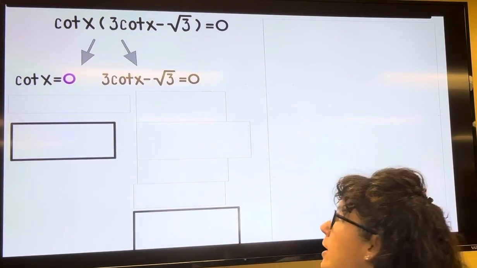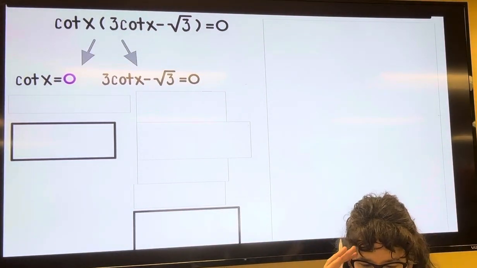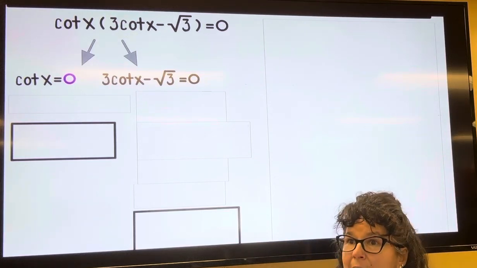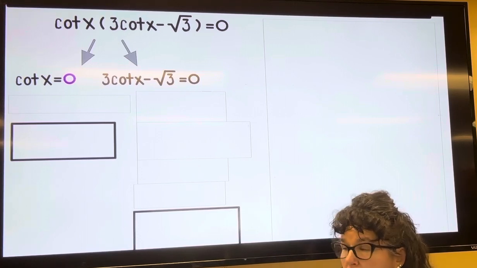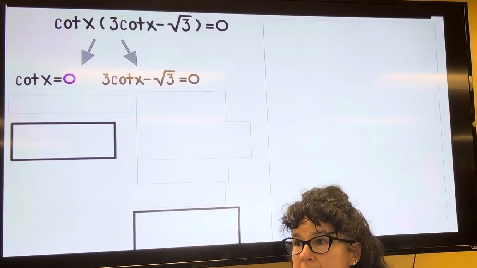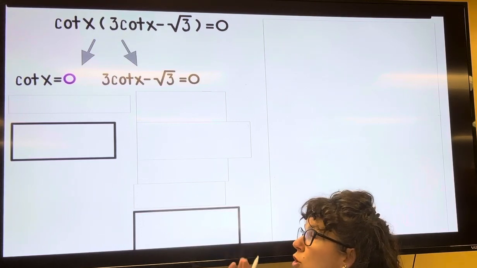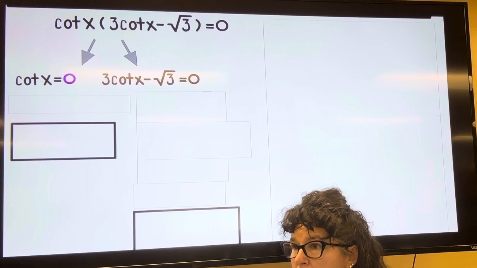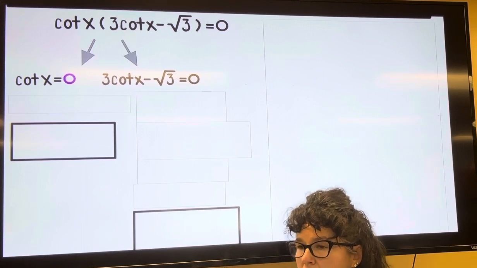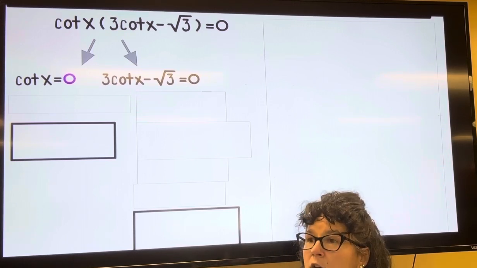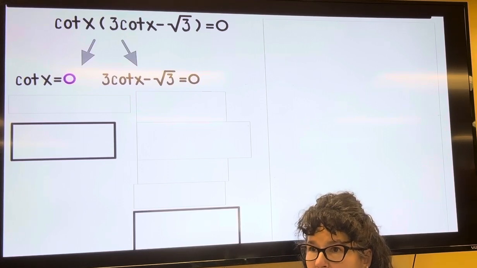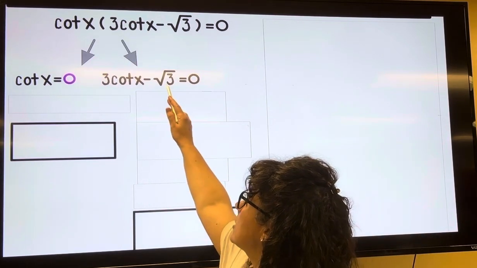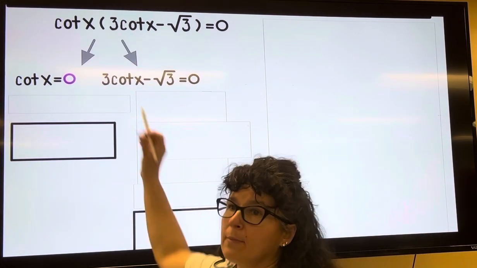Then we want to get the trig function by itself, but I personally don't care to work with secant, cosecant, or cotangent. I use the reciprocal identities to turn them into sine, cosine, and tangent. Just a quick reminder, sine and cosecant, cosine and secant, tangent and cotangent are reciprocals. So I'm still going to get the trig function by itself. In this one, I want to add root 3 and divide by 3.